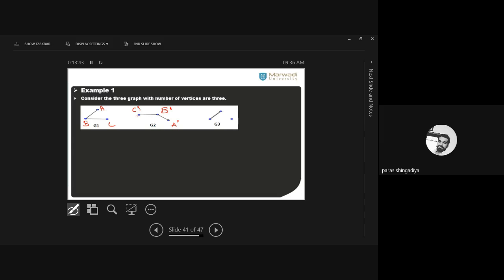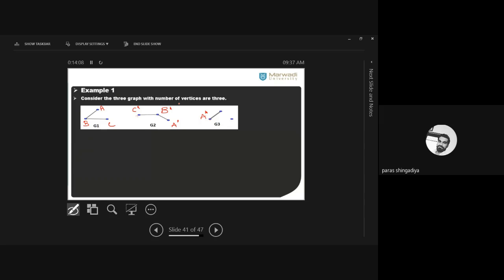Now compare G1 to G3. Are they isomorphic graphs? Clear? Let's find a one-to-one correspondence. First find the image of A, and here it exists. This degree is the same as A, so you can say it is the image of A. Can we find the image of B? That is not correct. We cannot find the image of B.